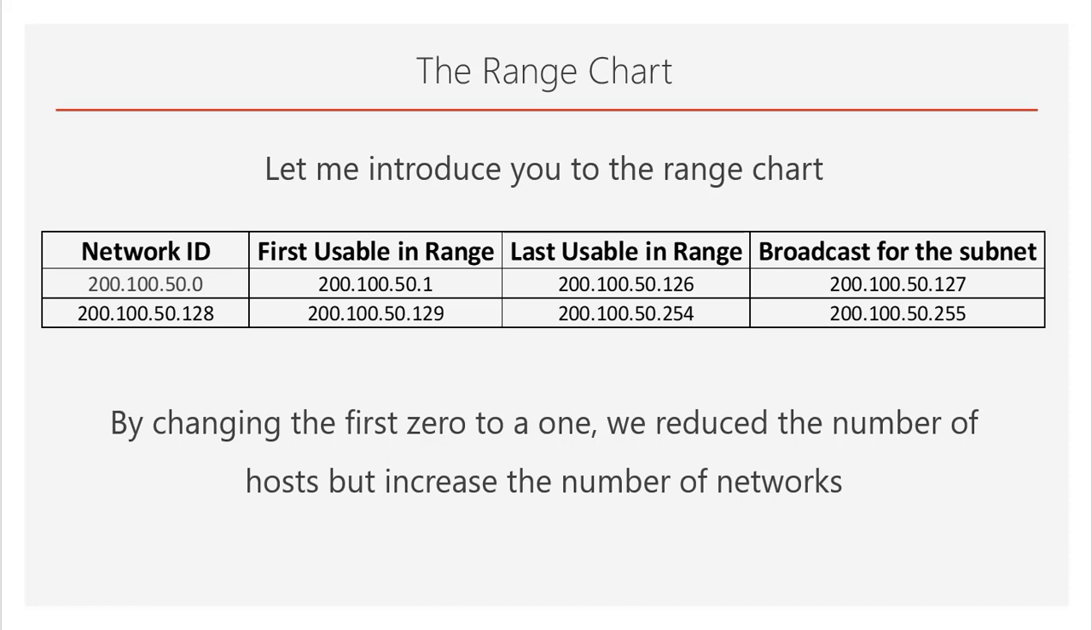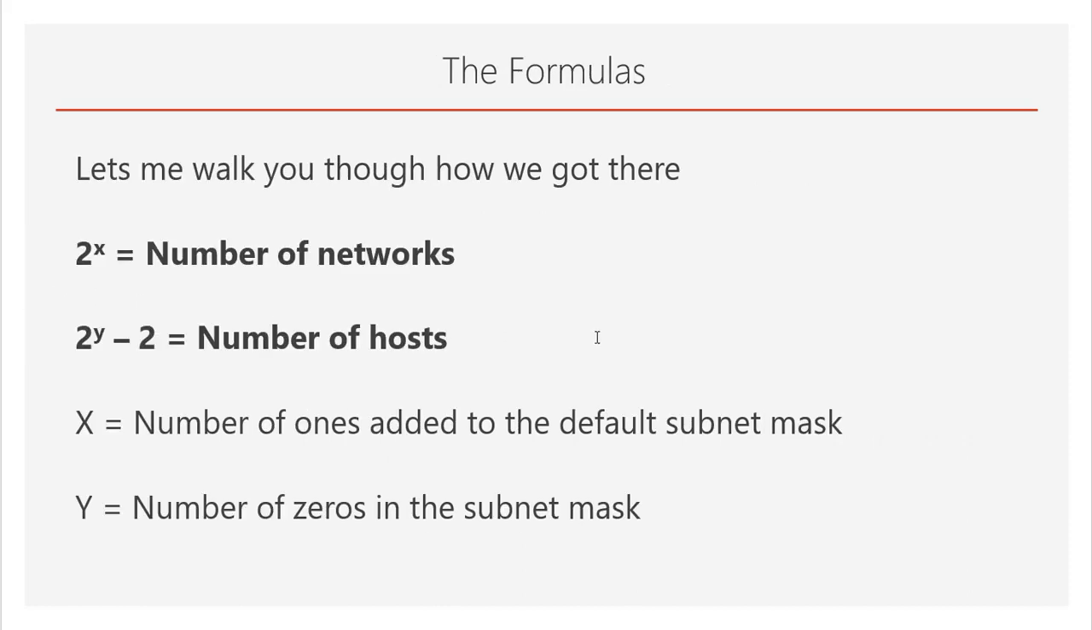All right, so let me show you how to create these range charts because they're crazy easy. So there's two formulas. Now normally in books or documentation, it's always 2 to the x and 2 to the x minus 2, and it's always 2 to the x. So you have no idea when am I switching x, when is x this and when is x that. So I tend to use x and y. So 2 to the x is the number of networks you can create, and 2 to the y minus 2 is the number of hosts you can have.